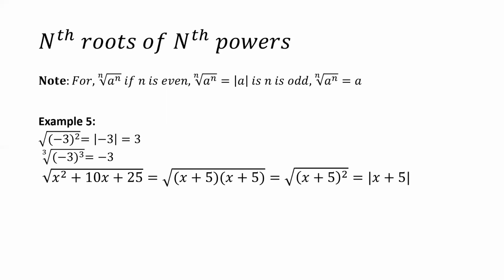And now this last one is a bit of a trick question. It seems like I have a square root of a gross trinomial. I don't really know what I'm doing, but I can actually factor that. x squared plus 10x plus 25 gets you x plus 5 times x plus 5, which is equal to the square root of x plus 5 squared. And then using the definitions from above, I can say that that gets me a result of the absolute value of x plus 5.